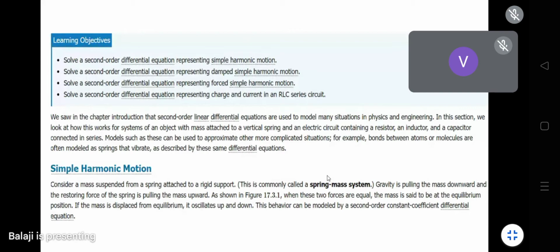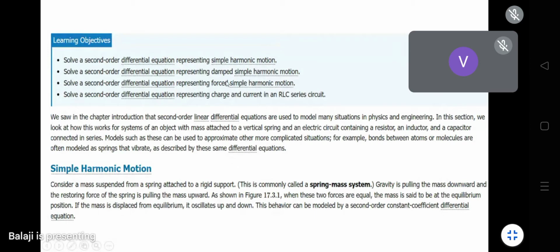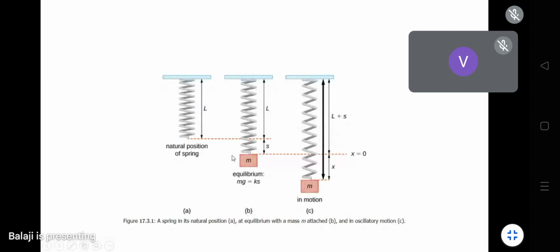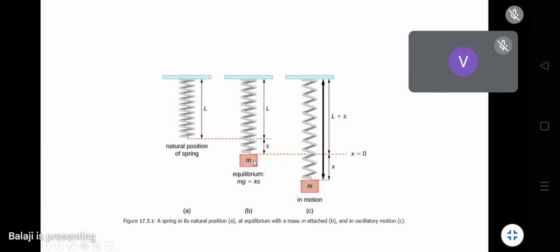So these are some of the learning objectives you can write. I write 4 to 5 learning objectives. You can write 2 learning objectives about our mass-spring system. You can take simple harmonic motion and simple mass-spring system motion. You know that this is the natural position, the spring is like this. If you give some mass, then what happens? It will be moving upward and downward.